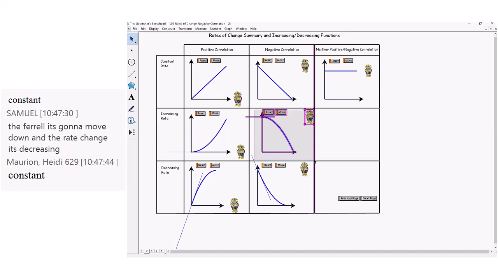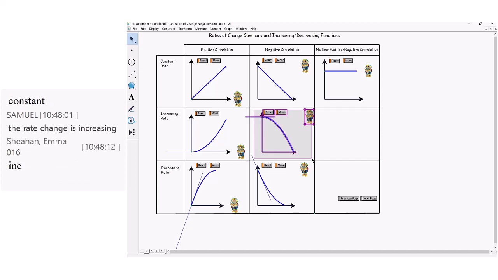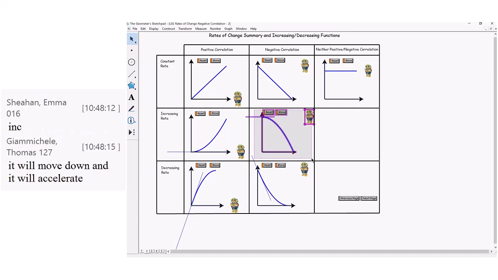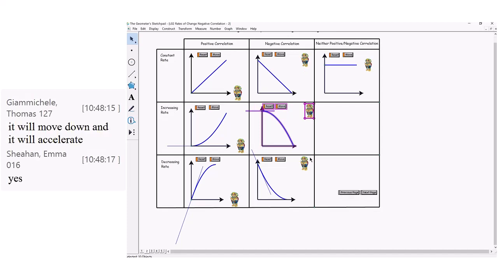So again, you've got to focus on two things. The curve coming down tells you direction of travel. It tells you nothing about the rate of change. To decide the rate of change, you have to look at the shape of that curve. And this curve is definitely getting more vertical. Would you agree? The curve is getting more vertical? Therefore, it's going to accelerate. All right, we've got it now. It's going to move down and it will accelerate.